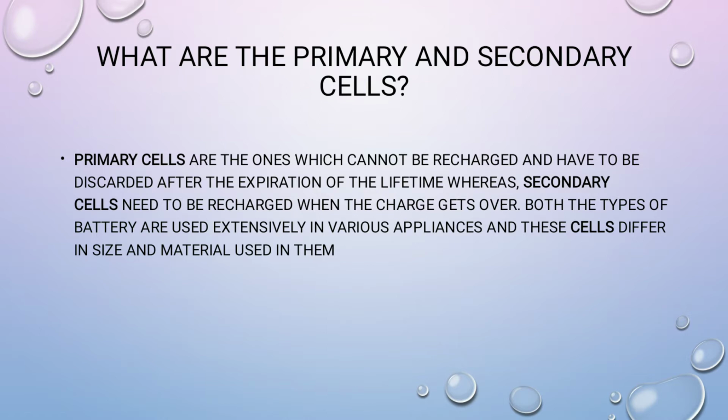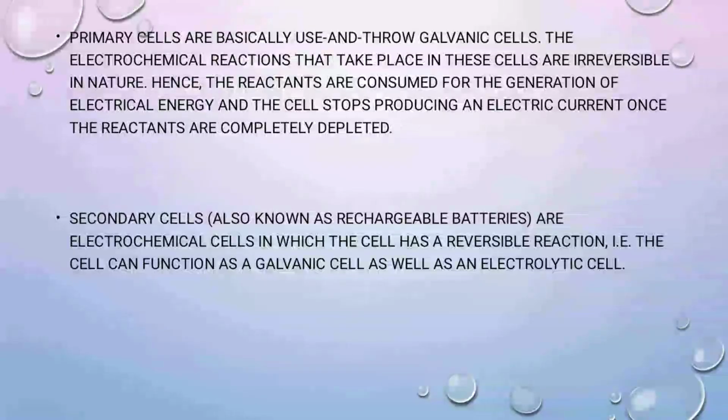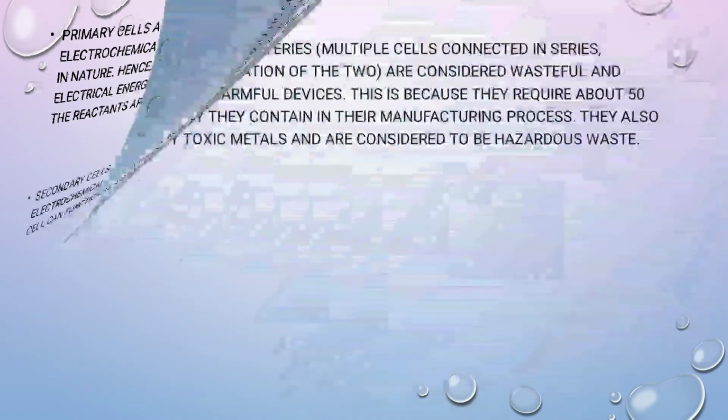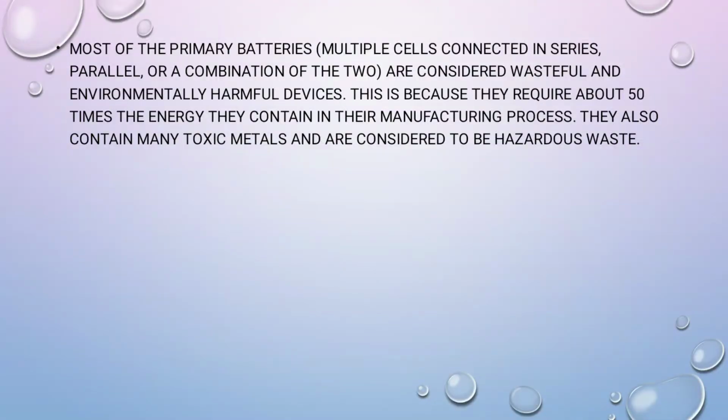When the charge gets over, both the types of battery are used extensively in various appliances, and these cells differ in size and material used in them. Secondary cells are also known as rechargeable batteries. They can be charged once the charge is over. Most of the primary batteries are considered wasteful and environmentally harmful.